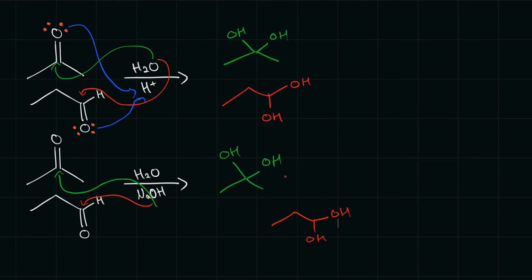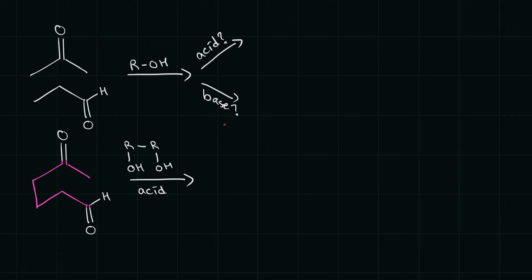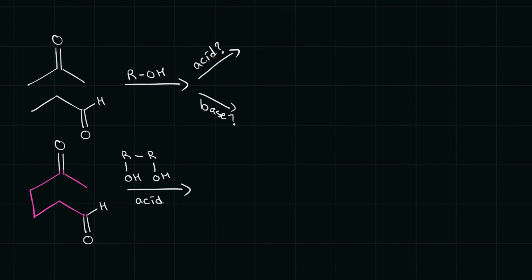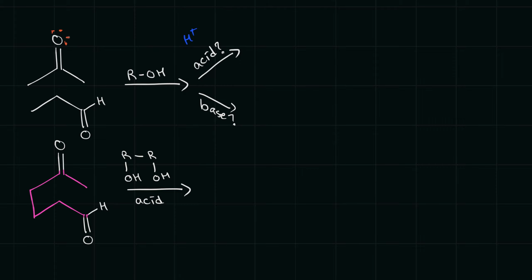Now, one more thing we can do. Say instead of water, we had a different scenario. Instead of just water, we had an alcohol, some other group. So instead of water, we have an R group over here, which makes this an alcohol. Well, we can consider the first scenario, either acidic conditions or basic conditions. If it's in acidic conditions, we have a proton over here, and the electron pairs on the ketone and the aldehyde are very attracted to it. And so they're very likely to attack this proton right here.